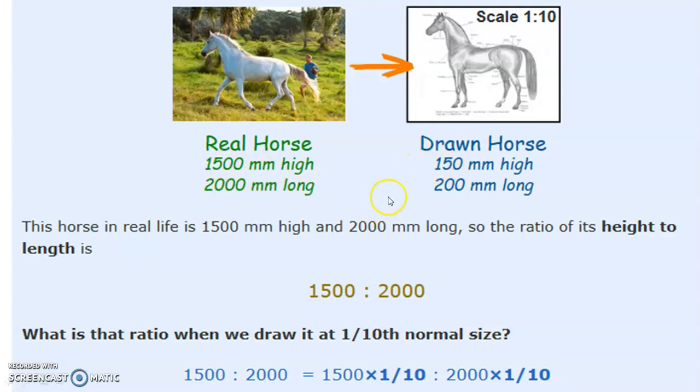If it is divided, 150 millimeter by 200 millimeter, this is approximately 15 centimeter and 20 centimeter. This we can draw in a small paper. That is, we have considered the ratio when we draw it at the 1/10th of the normal size. 1/10th we have considered. Hope it is clear.